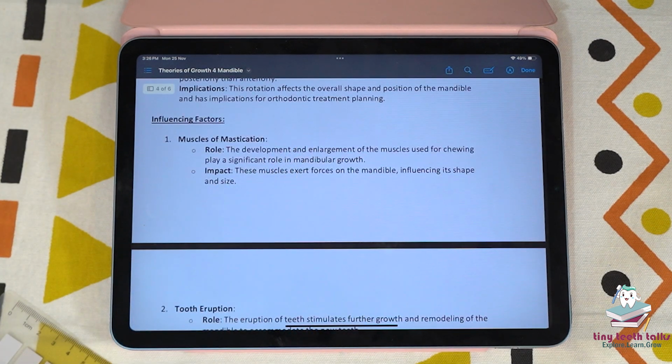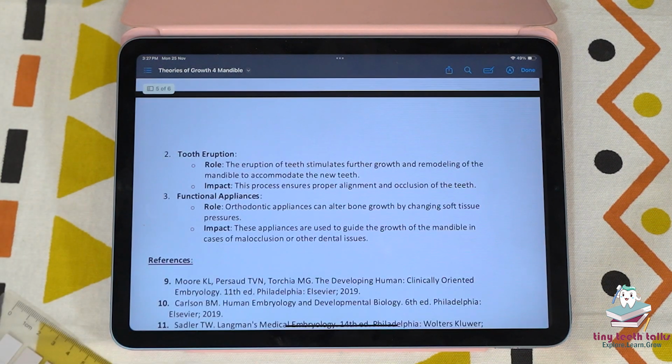There are some influencing factors. So first, muscles of mastication. The development and enlargement of the muscles used for chewing play a significant role in the mandibular growth. These muscles exert forces on the mandible, influencing its shape and size. Tooth eruption. The eruption of the teeth stimulates further growth and remodeling of the mandible to accommodate the new teeth, and this process ensures the proper alignment and occlusion of the teeth.